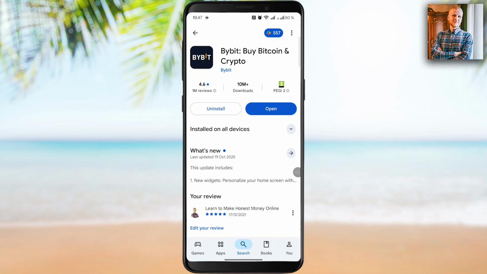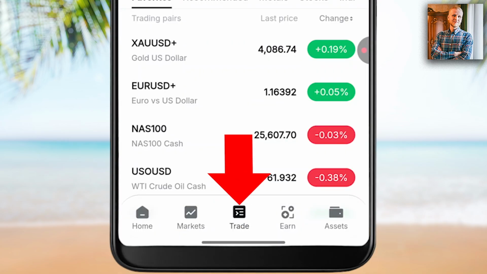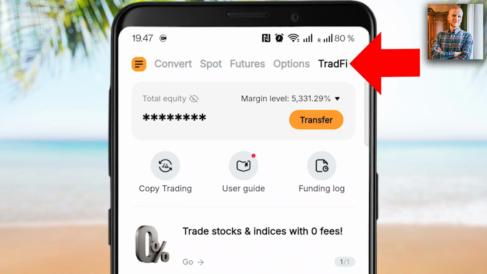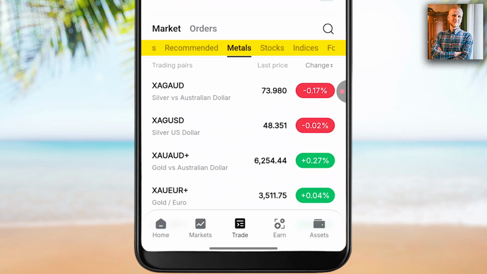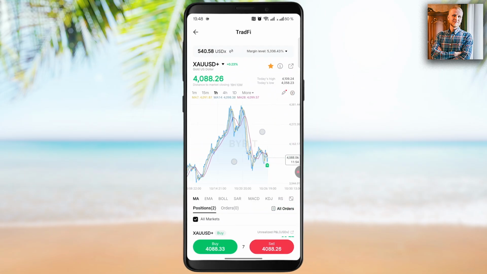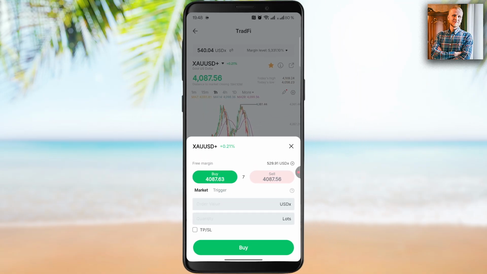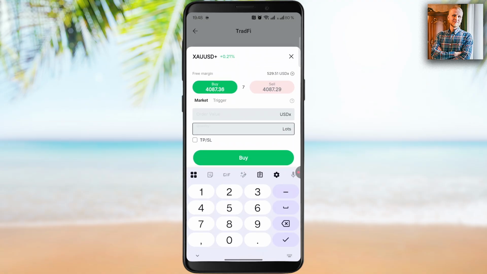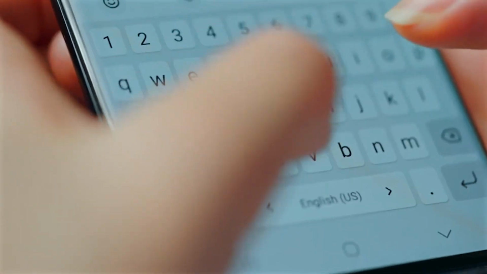If you want to trade on your phone, it's also extremely easy. You can simply find the Bybit app on your phone. You click here open, then you can click here in the middle trade, and then you click here on the top right TradFi. And here you can see your favorites, stocks, indices, Forex, metals, you name it, they are available right here. Let's say you want to trade, for example, gold versus US dollar. You can click right here, then you can see the charts, you can analyze it, and you can trade by clicking here buy or sell. For example, buy, and then you can choose the amount right here. I will show you now the whole process on the computer. If you want a specific phone tutorial, let me know in the comments below my video.